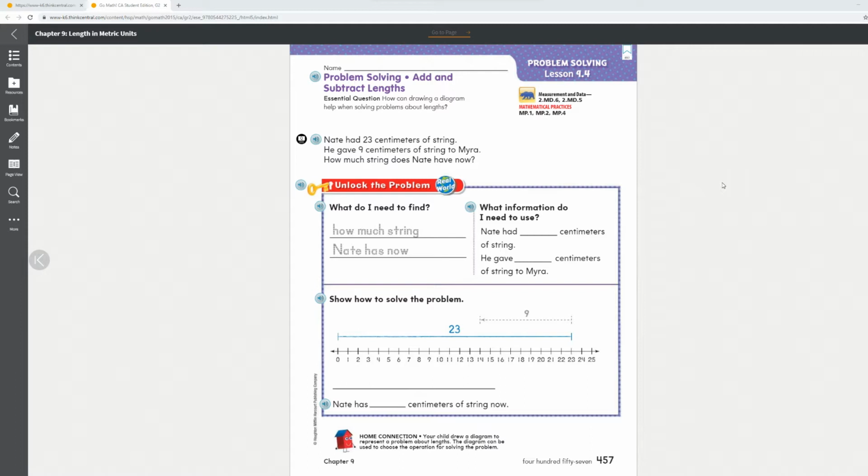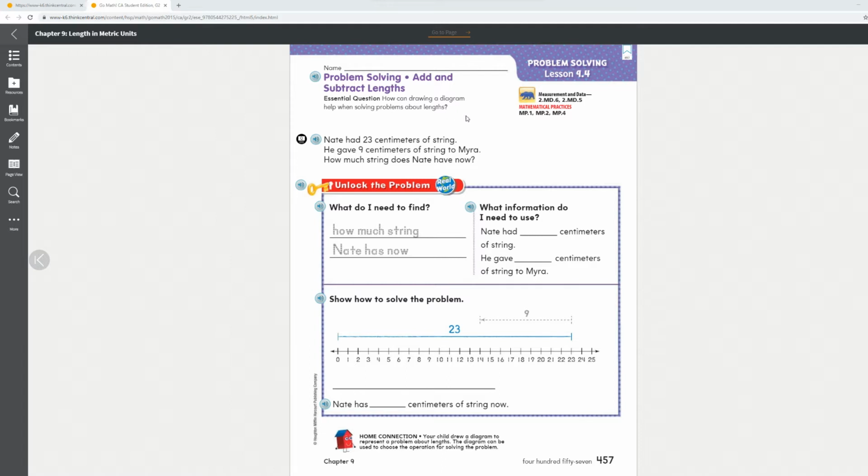This video is on chapter 9 section 4. Let's begin on page 457. Problem solving, add and subtract lengths. The essential question is, how can drawing a diagram help when solving problems about lengths?